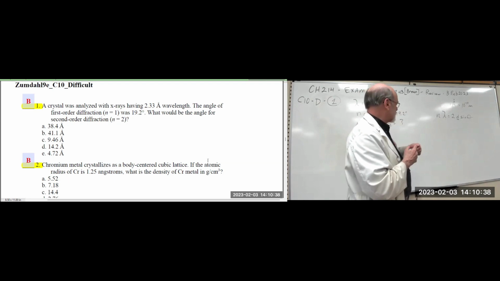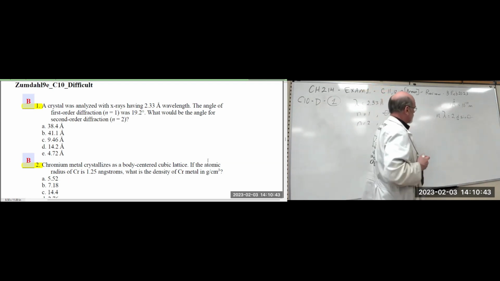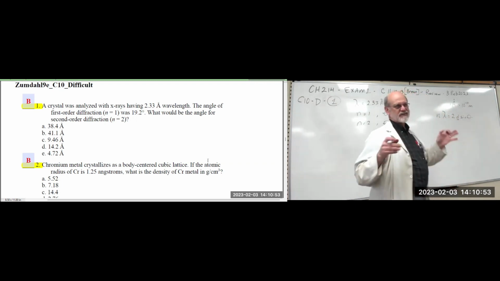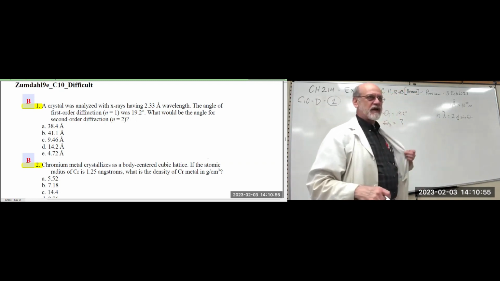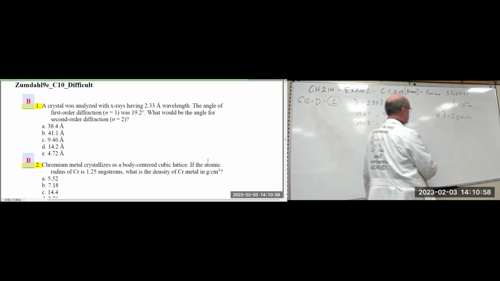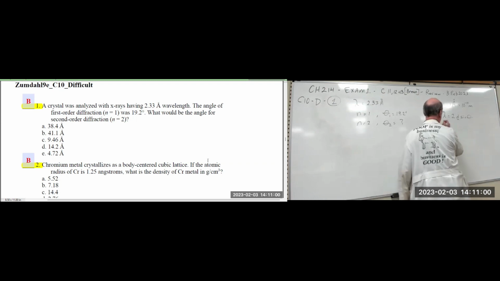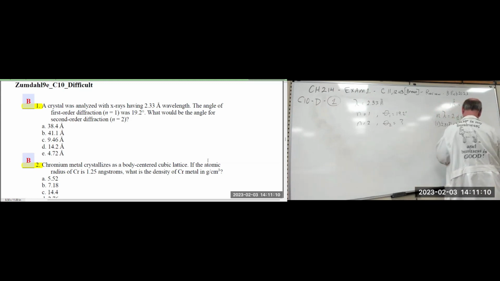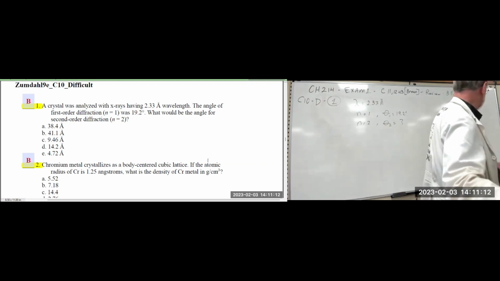The other way you can do it is you can set up 2 equations and solve one for d and substitute the equivalent of d into your second equation, and then do the whole thing at once. And that's a little hard to follow sometimes. So let's do it in 2 steps. So this is going to be 1 times 2.33 angstroms equals 2d sine 19.2 degrees. Okay, so we're going to solve for d.